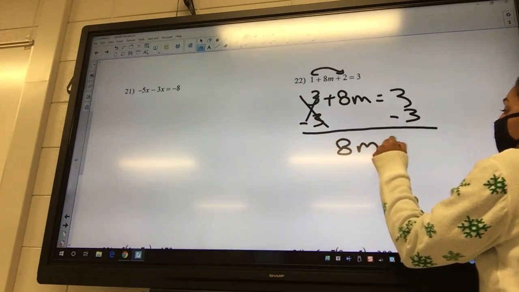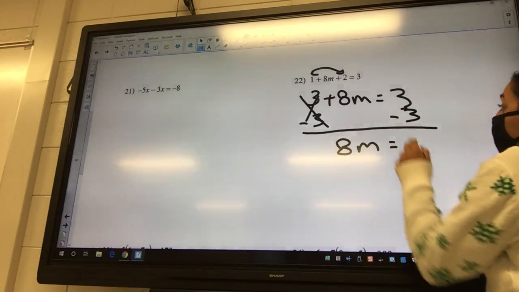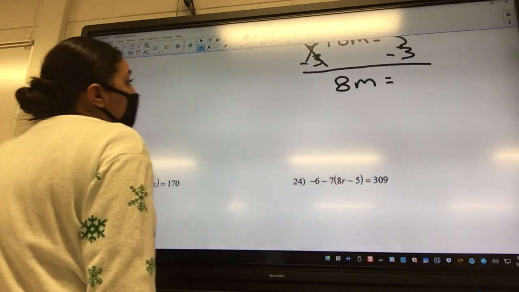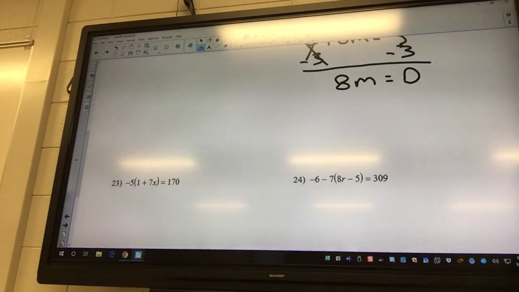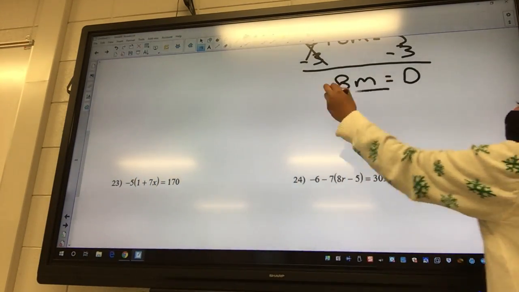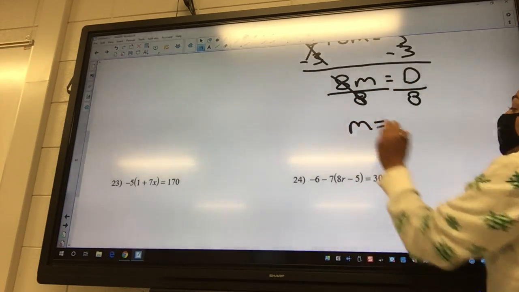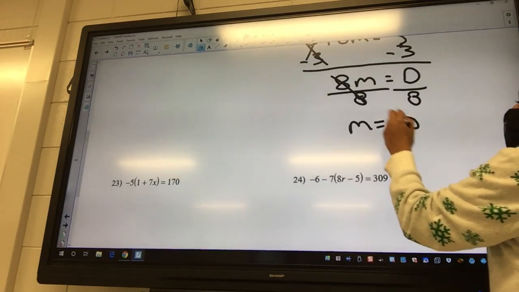8m equals what? Not 1. 0. Oh my gosh. Okay, what's your last step? Always divide. m equals zero.